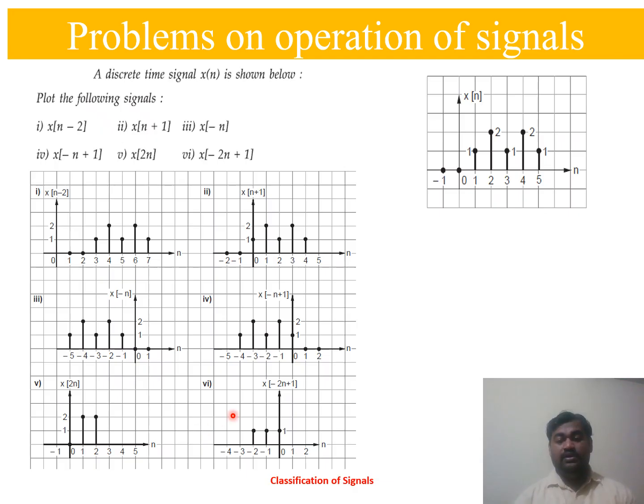Similarly, the next one, x of minus 2n plus 1. First we have to find x of minus 2n. This is x of plus 2n. If you reverse this, the plus side signal goes to the minus side and the minus side signal goes to the plus side. Then you have negative n, so plus 1 means delay by 1 unit. After it goes here by 1, it starts here. This is x of minus 2n plus 1.